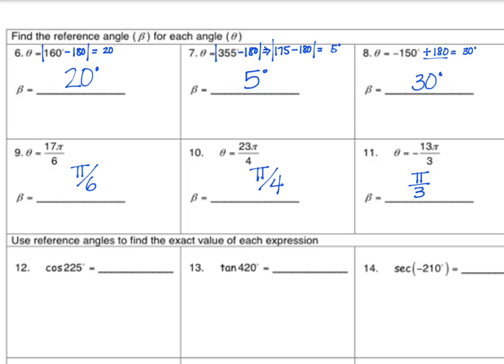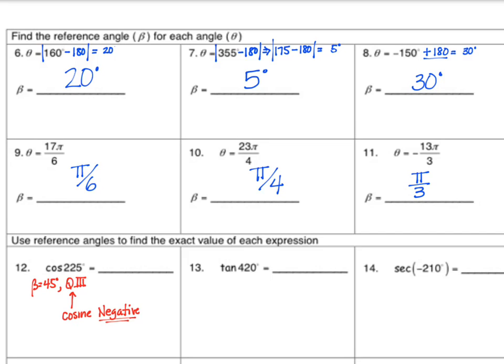In the radians, it's always nice and easy. As long as this is reduced, so if this had something like 20 pi over 6, you'd have to reduce that first. But since this is reduced, you just look at the denominator, and it's just going to be pi over 6. This one's reduced, so it's going to be pi over 4. This one's reduced, so it's going to be pi over 3. Remember, the reference angle is between 0 and pi over 2 radians.